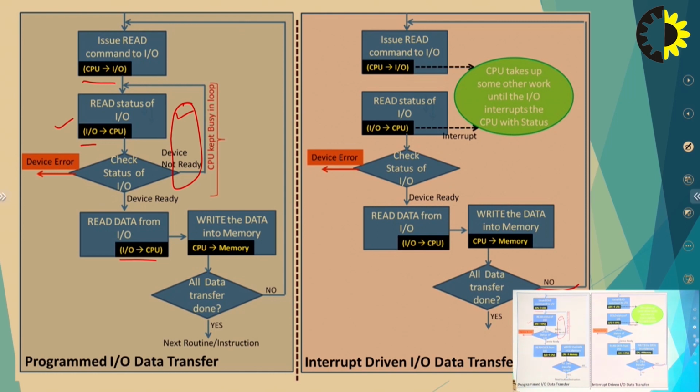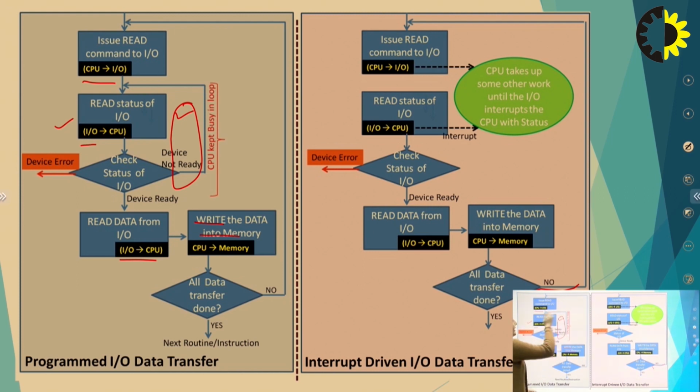Now the CPU has to store that data in memory. So again, the write operation will be performed, that is, the data is written into the memory. Then we will check whether all the data is transferred. If it is transferred, then it comes out from here and goes for the next routine. If not, it will go up again, issue the read command again, and wait until the input-output device gives the status that it is ready for the read.